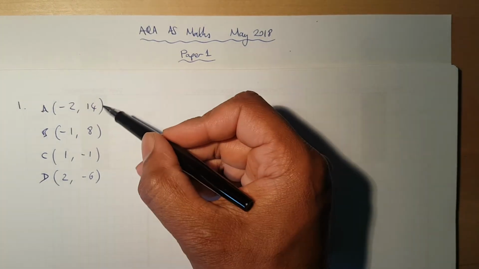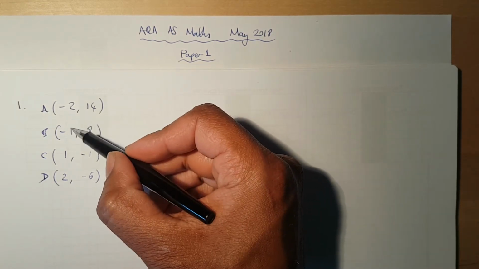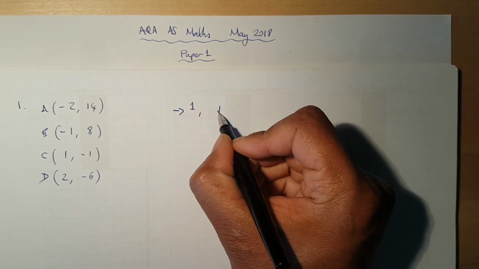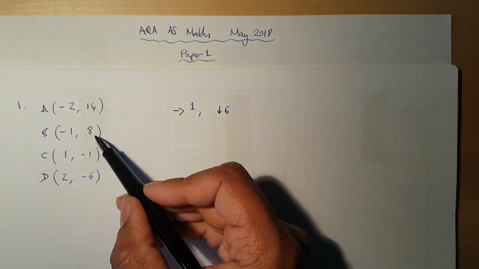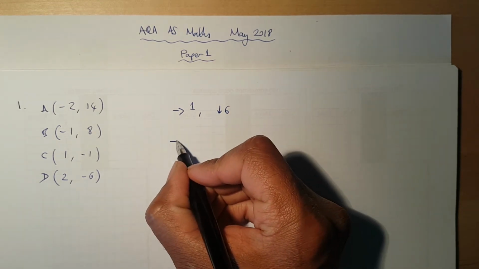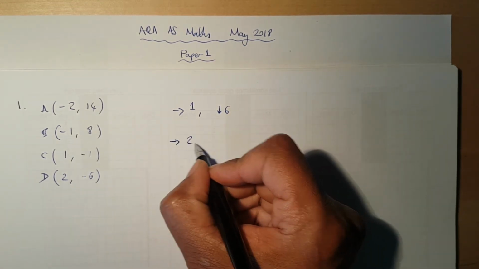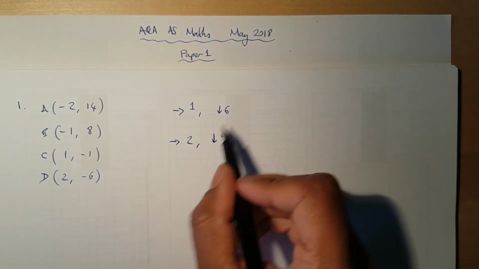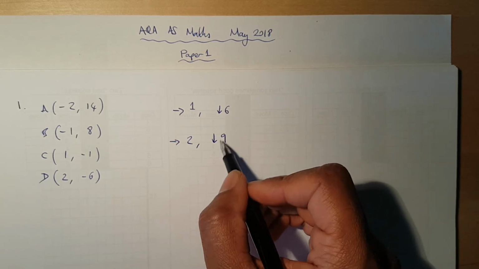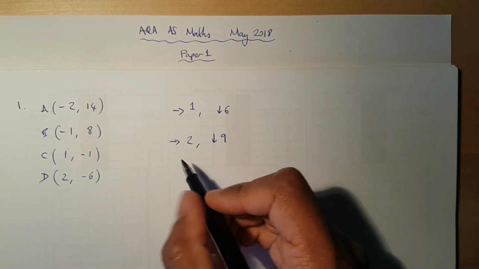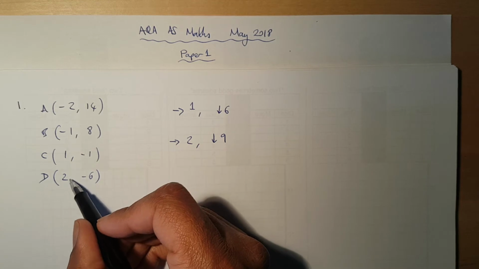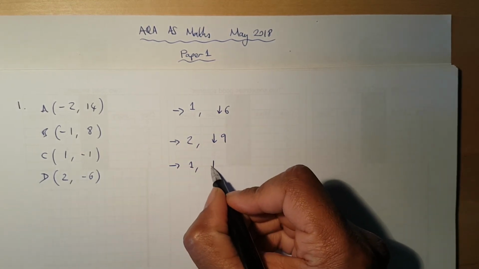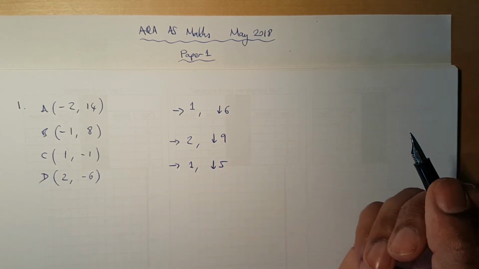then between A and B, I'm moving right 1 and down 6. So right 1 and down 6. Between B and C, I'm moving right 2, and I'm moving down 9. Which is definitely different from that. If that was moving across 2, I'd expect that to be moving down 12. And finally, between C and D, I'm moving right 1, and I'm going down between -1 and -6, I'm going down 5. So they all look a bit different.